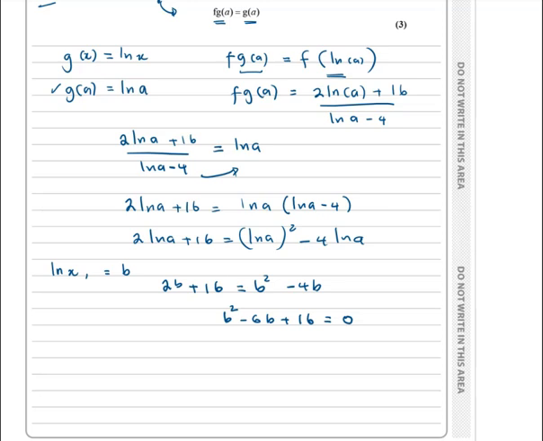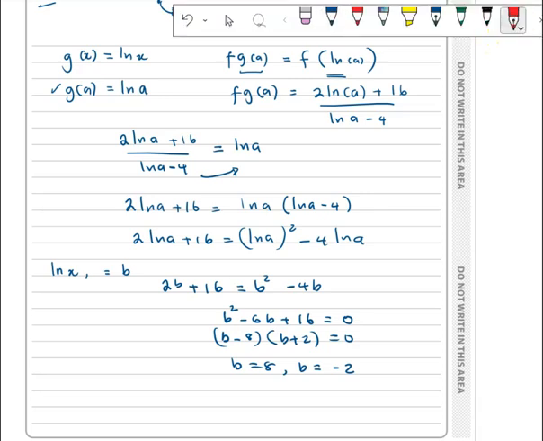You can see it is a quadratic equation. Then from there, you can solve your quadratic equation. I assume everyone knows how to solve a quadratic equation. So you have two numbers multiplied to get minus 16, but when you subtract, you get minus 6. So that is 8 and 2, which means your b is equal to 8 and your b is equal to minus 2. What it means here is that your natural log of a is either 8, or your natural log of a is minus 2.